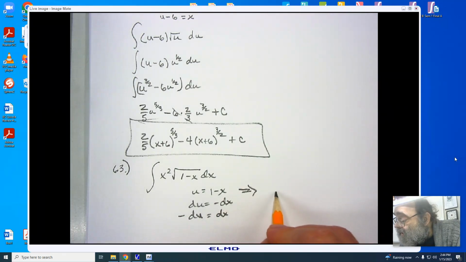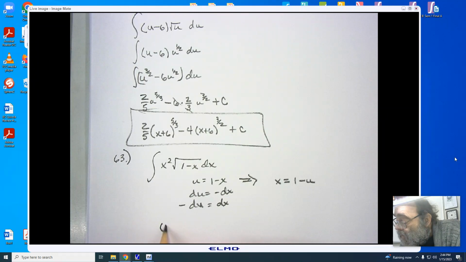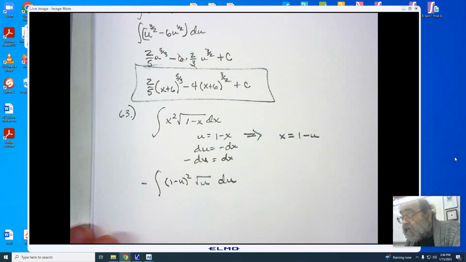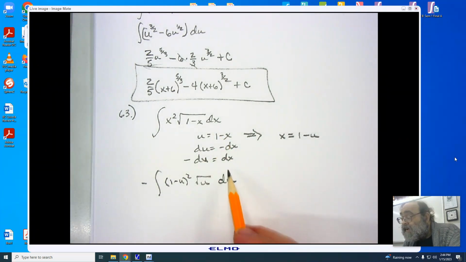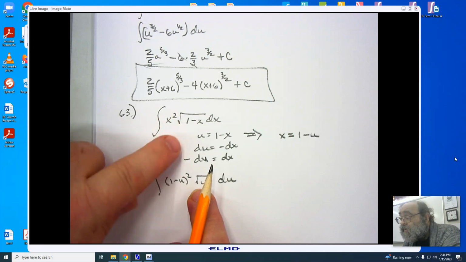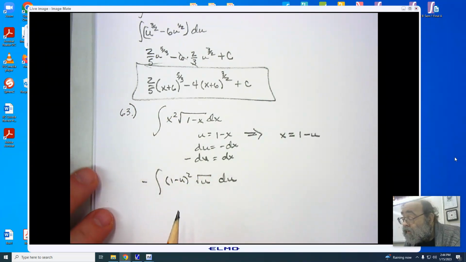We can clearly see that our x is going to equal 1 minus u, and that's what I'm going to use. 1 minus u squared, square root of u, negative integration du. See the three parts that I've substituted? I substituted the dx with the negative du. I replaced 1 minus x with u, and I replaced the x with 1 minus u.